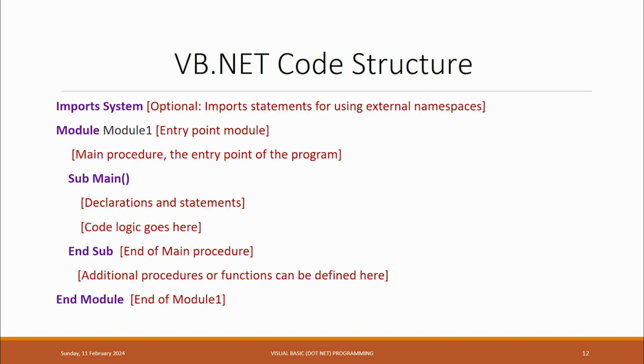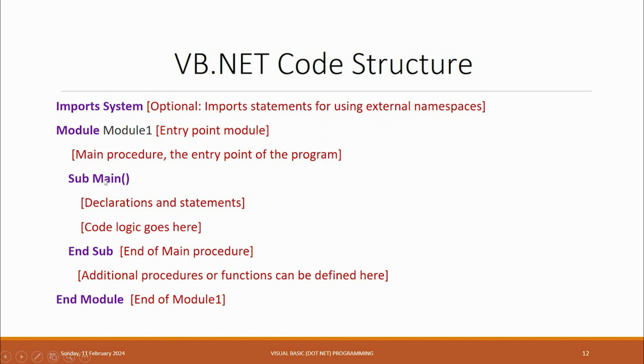Now the VB.NET code structure. The basic code structure in VB is as we see over here. At the very top of the script you have Imports System, which is optional. Import statements are used for using external namespaces. Then we have the Module, which is user defined, so you can name this module any name of your choice. Then you put your main procedure, the entry point of the program.